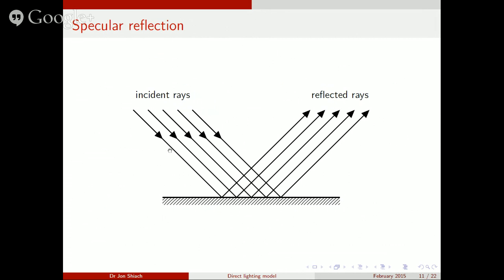So this is what we have. If we have parallel incident rays coming in and hitting a flat, smooth surface, we get parallel reflected rays reflecting off. Okay, so rather than diffuse reflection, scattered rays in all directions, specular reflection scatters them in one direction.